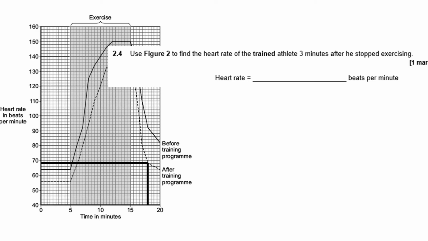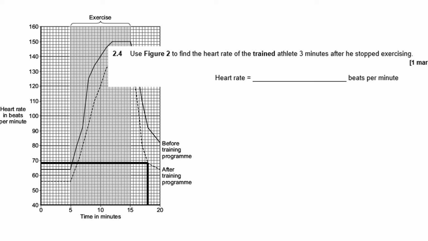Okay, so we're going back to the graphs now. And in this question, 2.4, it says use figure 2. Always look at what figure it's asking you to look at, because on this one it had a couple of graphs. So do make sure that you're using the right one. So use figure 2 to find the heart rate of the trained athlete 3 minutes after he stopped exercising.